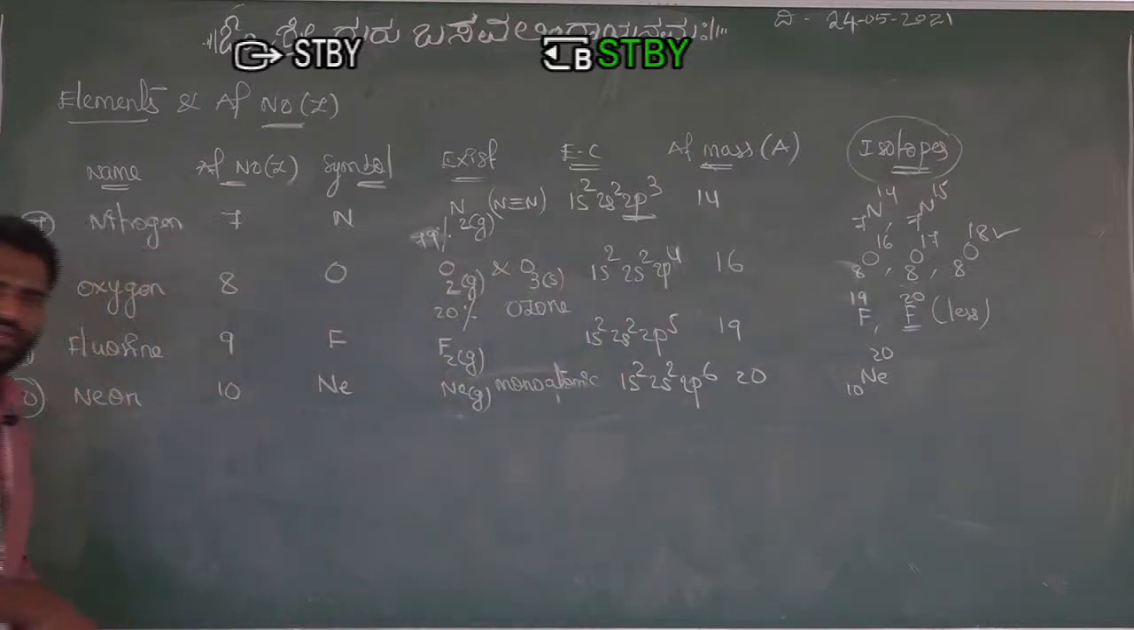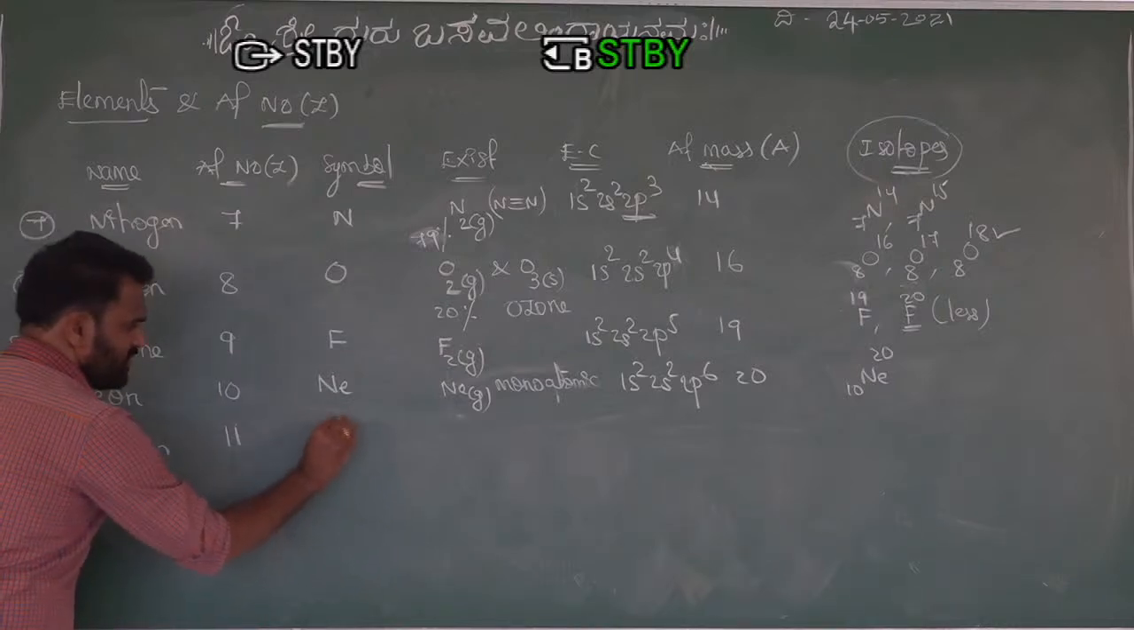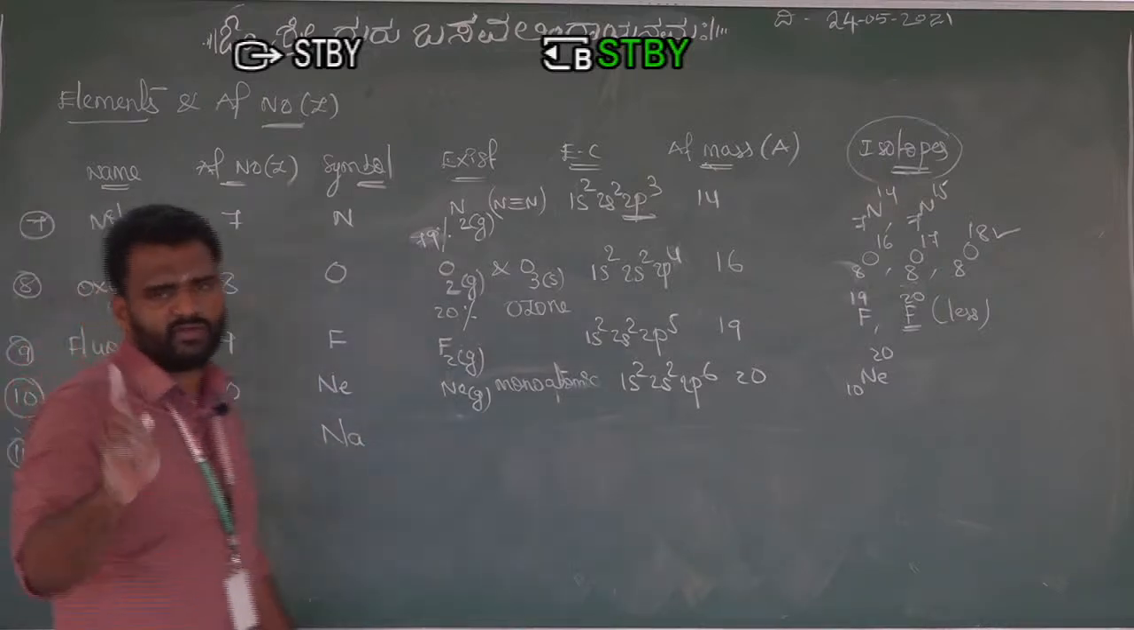Next element. What is the name of the element with atomic number 11? Sodium is the next element. Its atomic number is 11, and the symbol of sodium is Na. Right, here you may get one doubt.